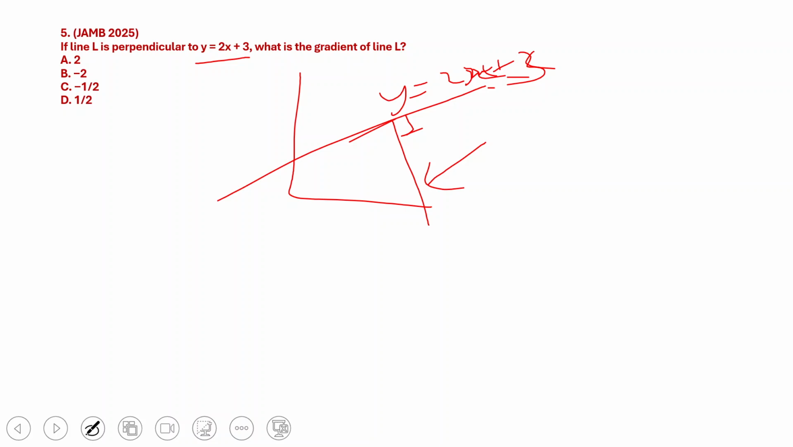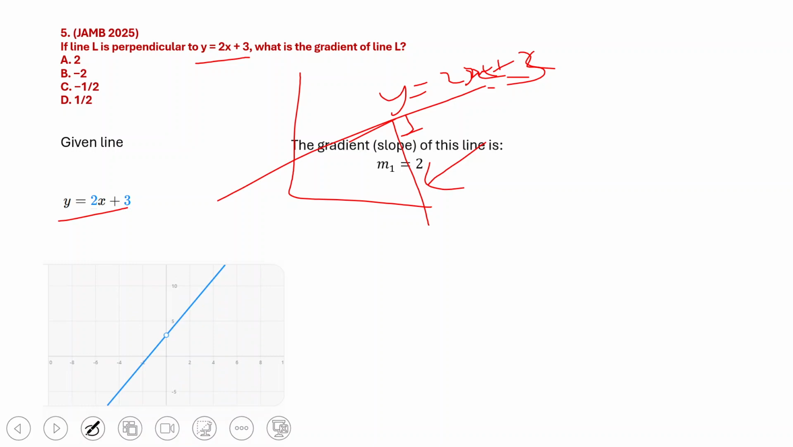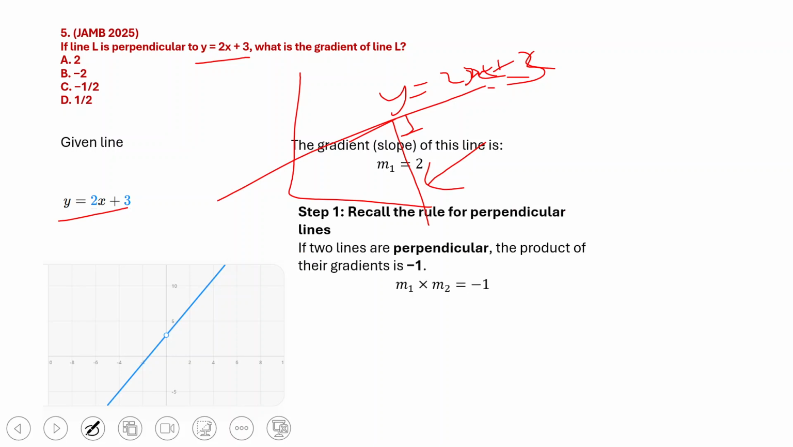So what will happen to the gradient of this line as we look at it? Given the line y equals 2x plus 3, this is how it looks, just like I have illustrated here. So the gradient of the slope is 2. So recall the rule for perpendicular lines. If two lines are perpendicular, the product of their gradients is minus 1. So I have m1, the gradient of one line, and m2, the gradient of the other line. The product of the two of them will give me minus 1. So this is just a formula.